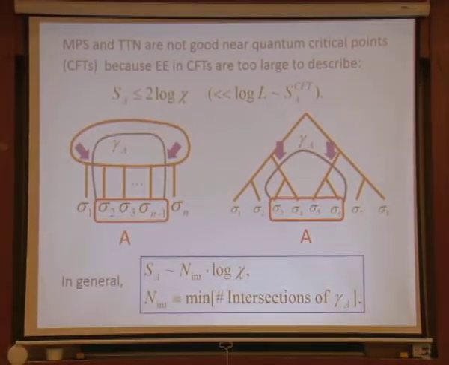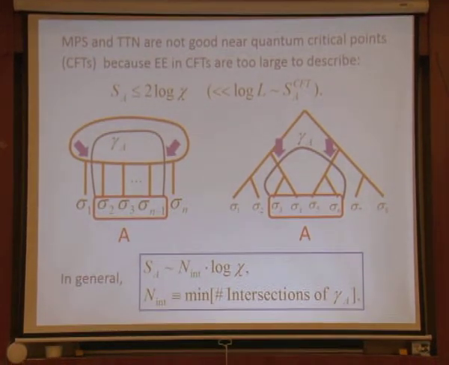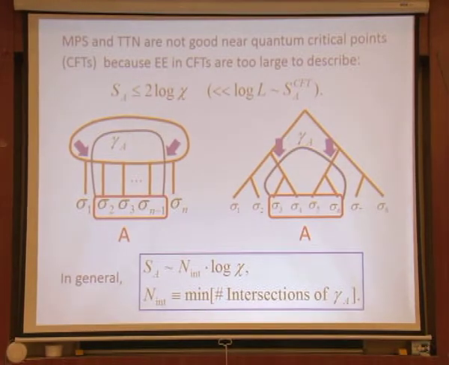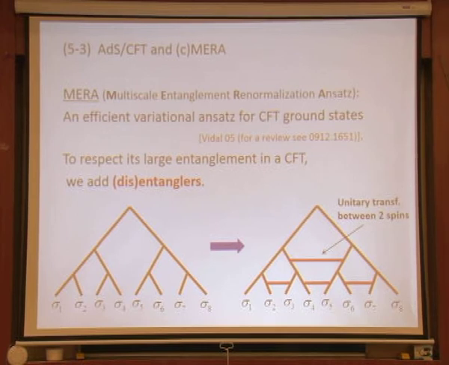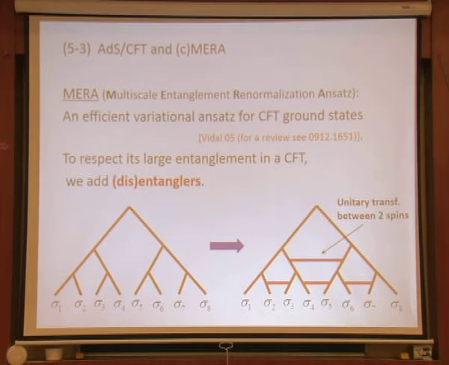Any other question? So now we'd like to find another formalism which fits nicely with conformal field theory. This is actually called MERA. MERA means multi-scale entanglement renormalization ansatz, first constructed by Vidal. This is an efficient variational ansatz for CFT ground states. And the way to construct this MERA is like this. We have a tree tensor network like this. So we have sigma 1, sigma 2, sigma 3, sigma 4, and so on.